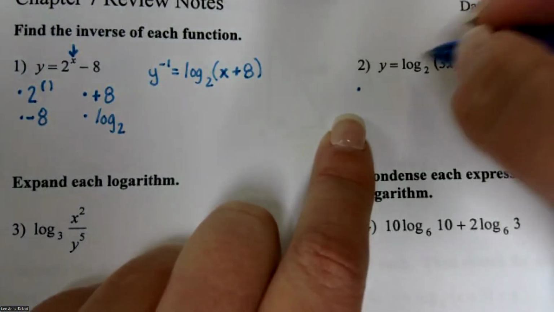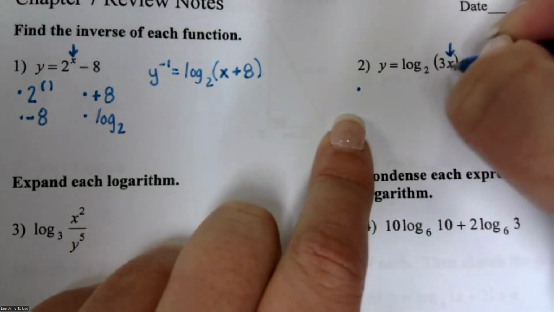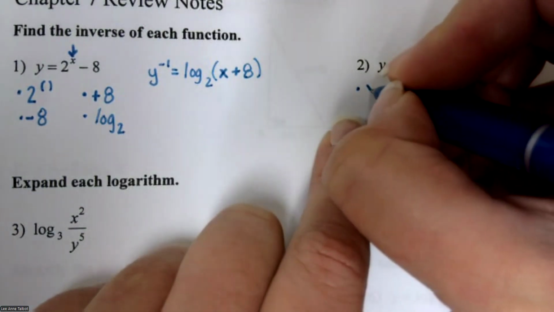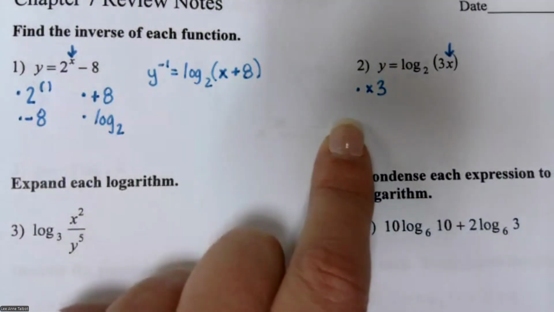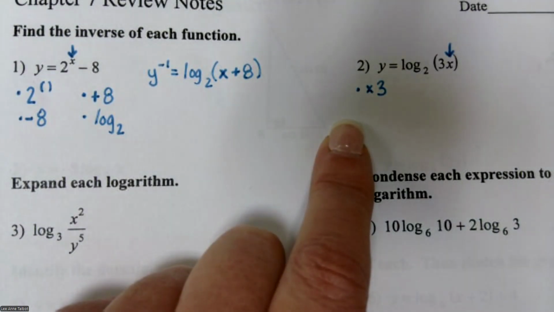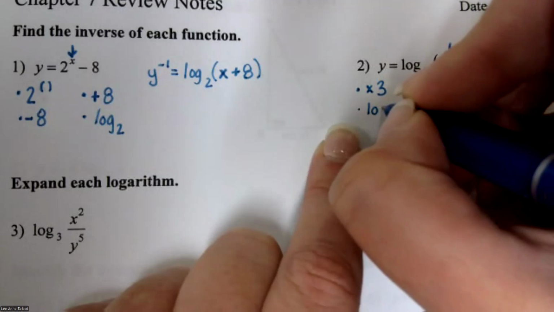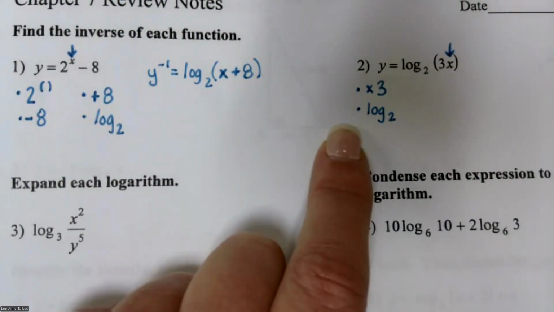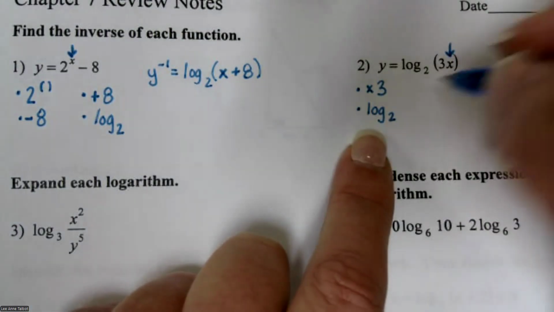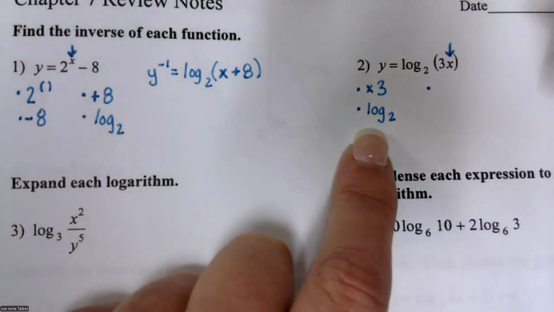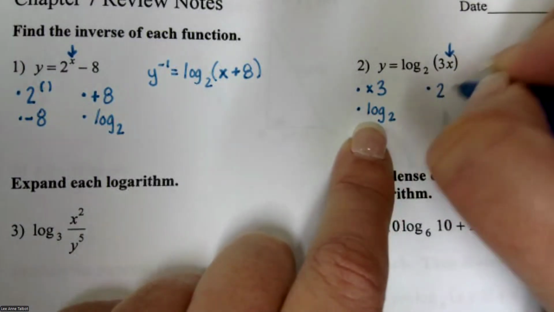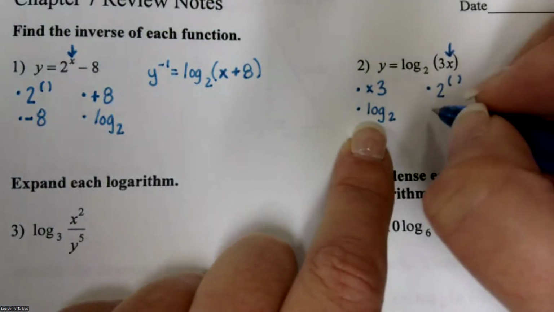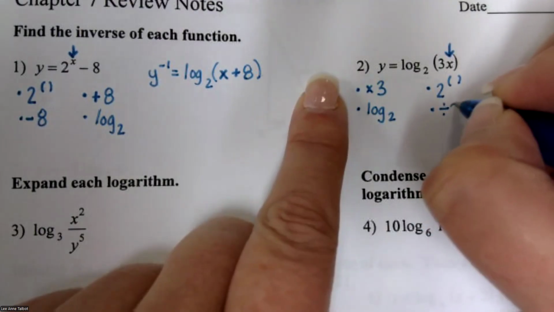Okay, number 2, same thing. X is over here inside the parentheses first, so times 3. Second step is log base 2. Okay, I want to undo this first, so that's 2 to the power. And then undo this, divide by 3.